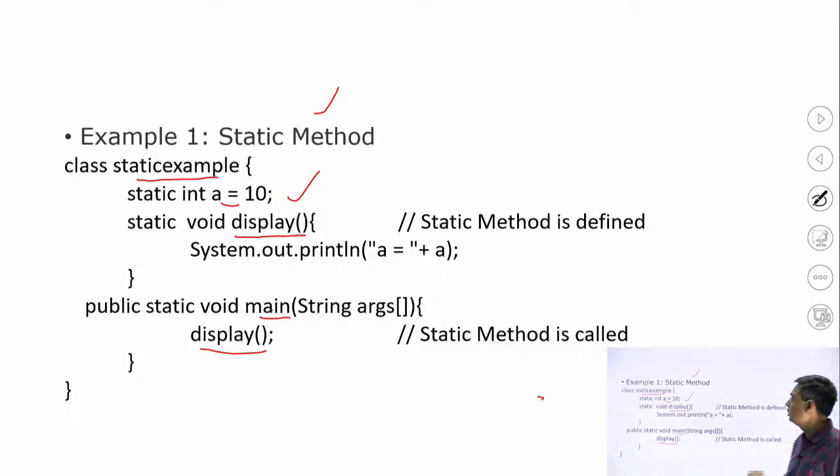So again I am repeating: we have a class StaticExample, and in this class we have defined a static method, and a static method can be called without any object. So in the main method we are calling this display function without any object. This is the beauty of a static method, because it consists of common things, common values, so no need to create any object.